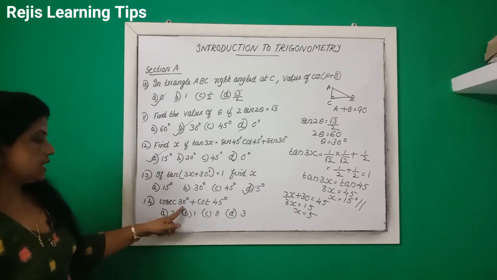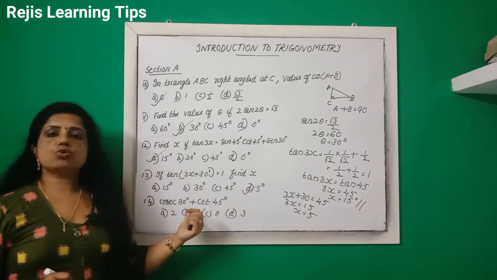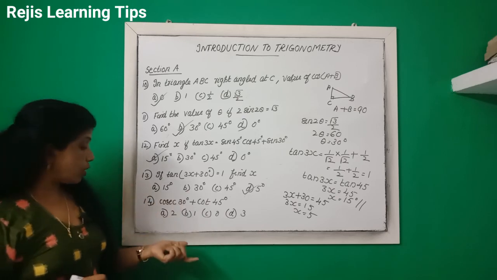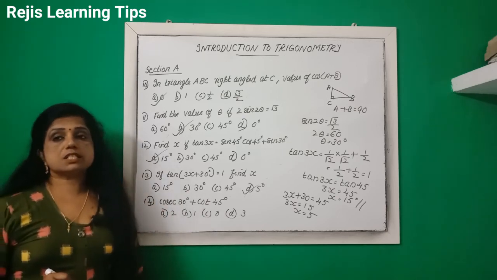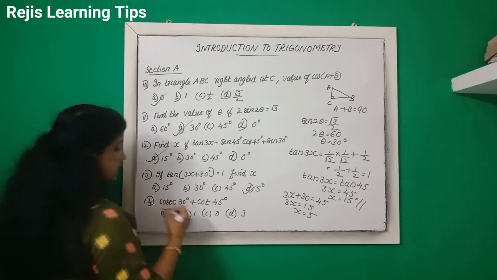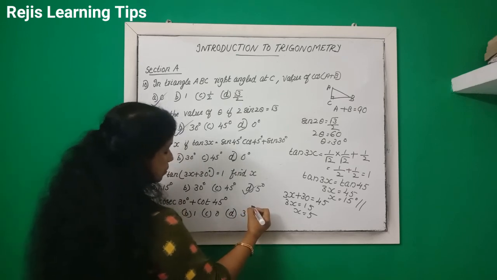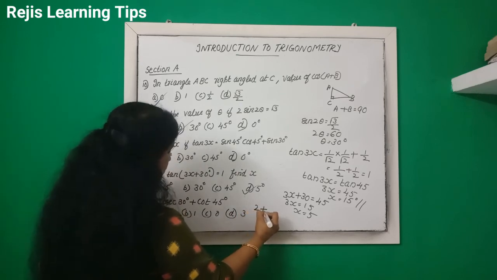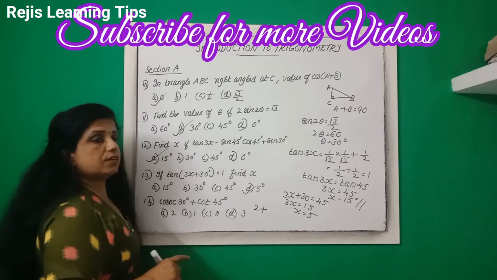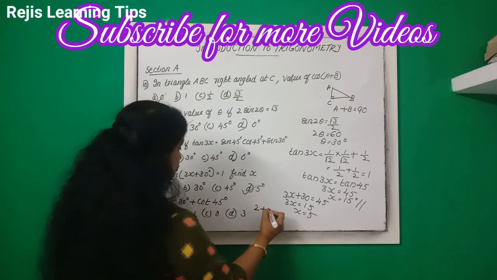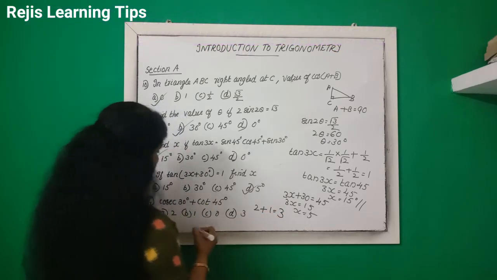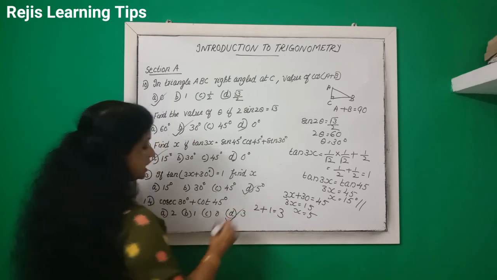If cosec 30 plus cot 45. Cosec 30 means the reciprocal of sin 30. Sin 30 is 1 by 2, so the reciprocal of sin 30 means 2, plus cot 45. Cot 45 is equal to 1. So our answer is 3, so our option is D.